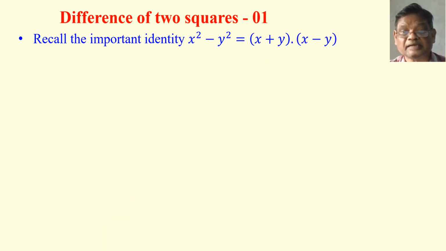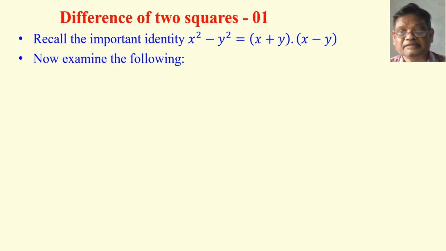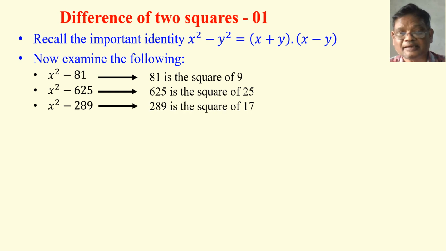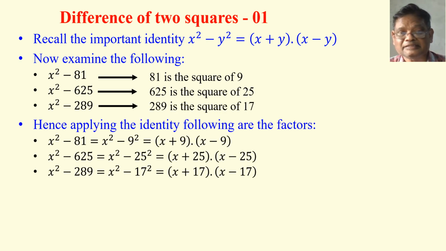Recall the important identity: x squared minus y squared is equal to (x plus y) into (x minus y). Now examine the following. x squared minus 81, x squared minus 625, x squared minus 289. Note that 81 is the square of 9, 625 is the square of 25, 289 is the square of 17. Hence apply the identity to get the factors.